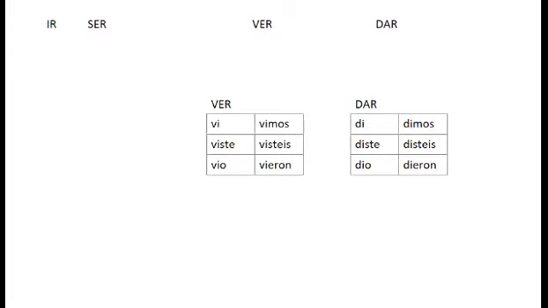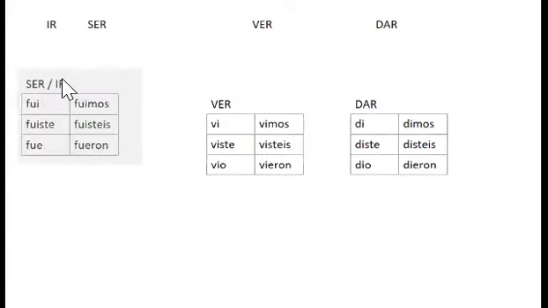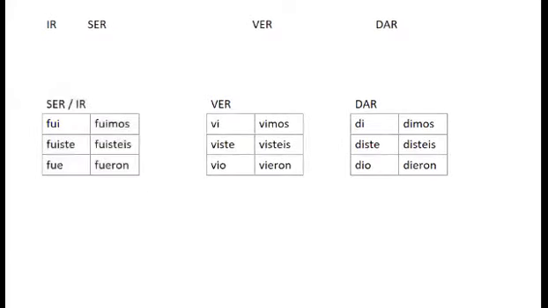And so they mean different things. So context is going to be important with these two to understand the difference. But let me just go ahead and show you the conjugation. Here it is. So we got fui, fuiste, fue, fuimos, fuisteis, fueron. So that looks pretty weird, right?